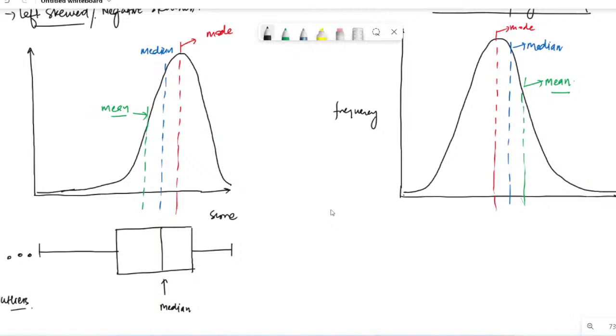Similarly, on the other side, the box plot will also be created, and it will have a long tail. The tail is towards this side. This will be the long tail here. The median line will fall on this side. See, the median line will be exactly on this part.